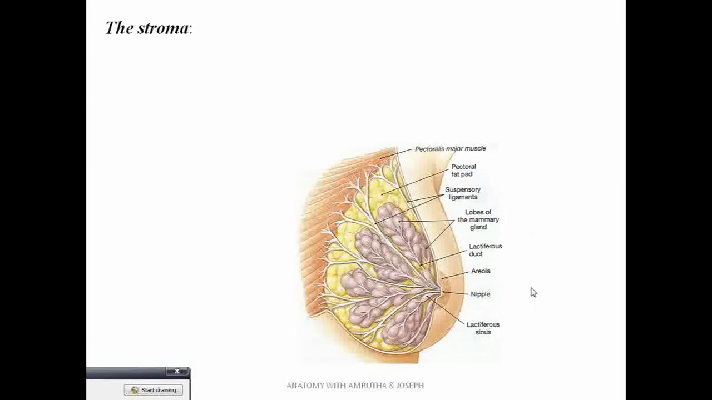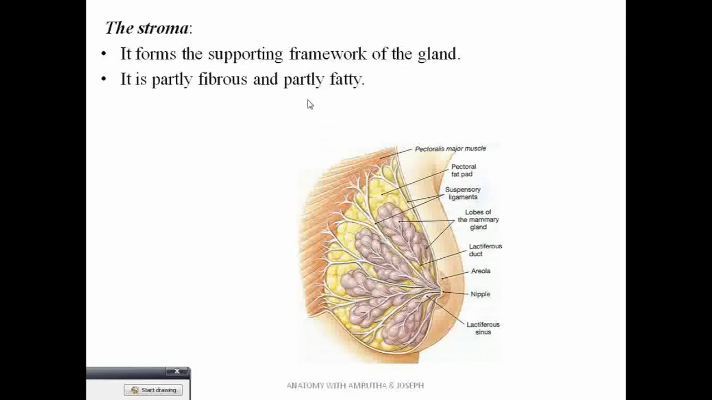So next, stroma. I already mentioned that stroma is a connective tissue. It divides the gland into different lobes, 15 to 20 lobes, right? The stroma forms the supporting framework of the gland. It's partly fibrous and partly fatty. So structure-wise, the stroma here is fibrous and fatty, because there is a lot of fat which can be seen in the mammary gland.